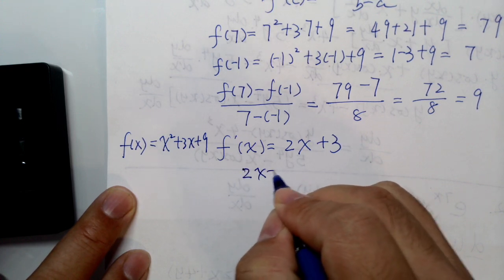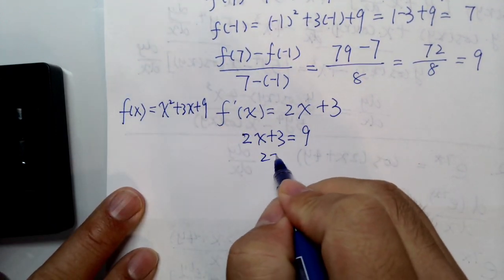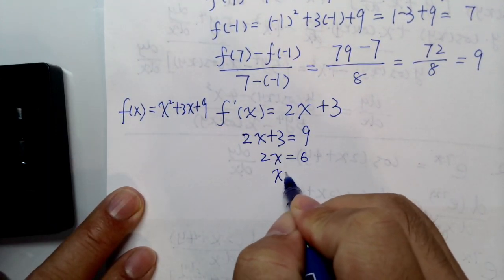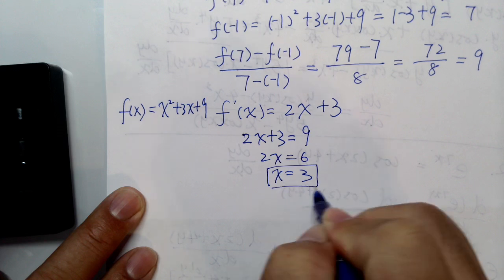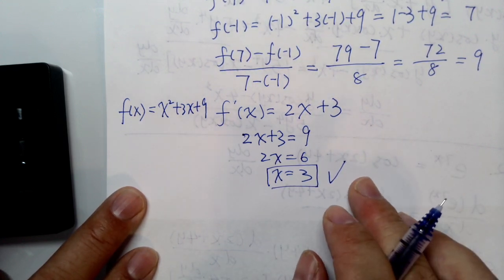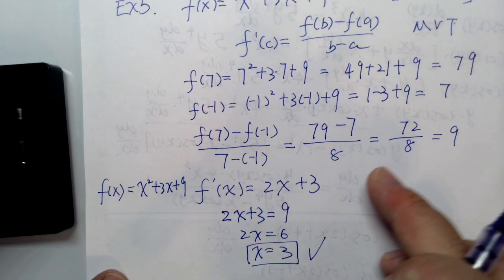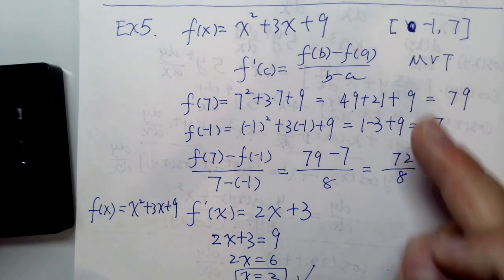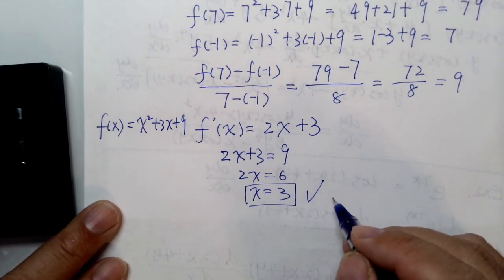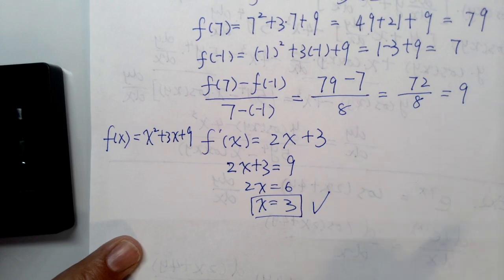That 2x plus 3 equals 9. So 2x equals 6. X equals 3. Okay, and then this is the corresponding value c such that the derivative equals this. Okay, so that's a simple application of the mean value theorem.